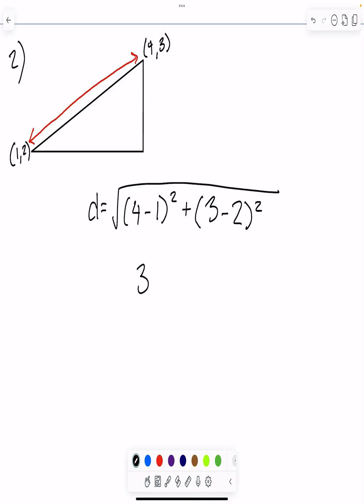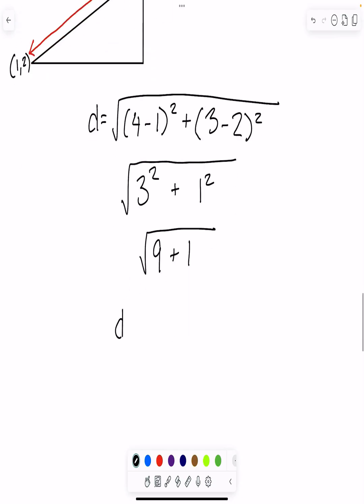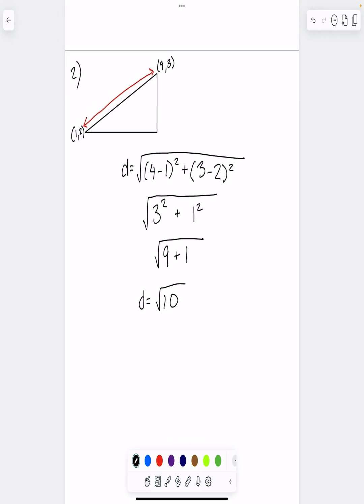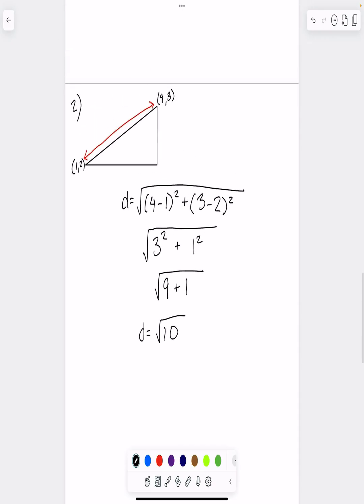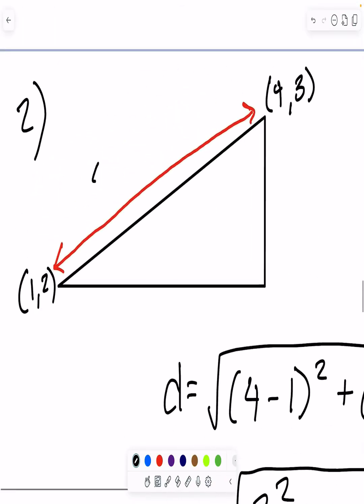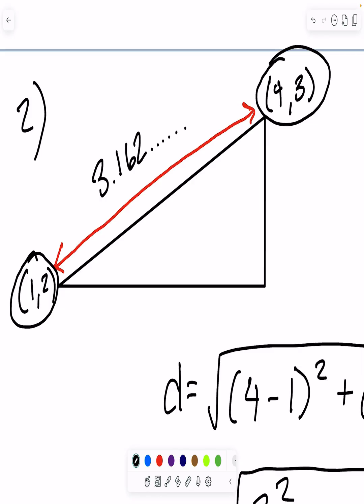4 minus 1 is 3, squared, plus 3 minus 2 is 1. We square that, all under this radicand. This would in fact be 9 plus 1. The distance for this would be the square root of 10. Right? So what this would in fact mean contextually is that it takes 3.162, etc. steps to get from the first coordinate point to this next coordinate point.